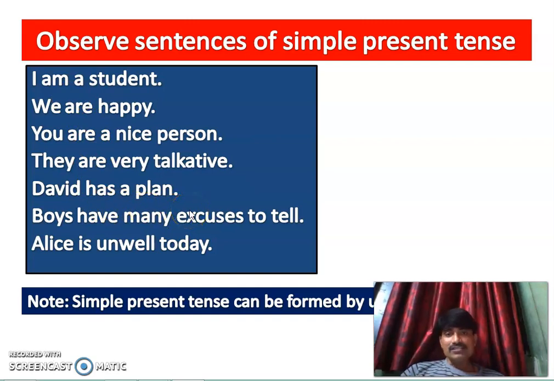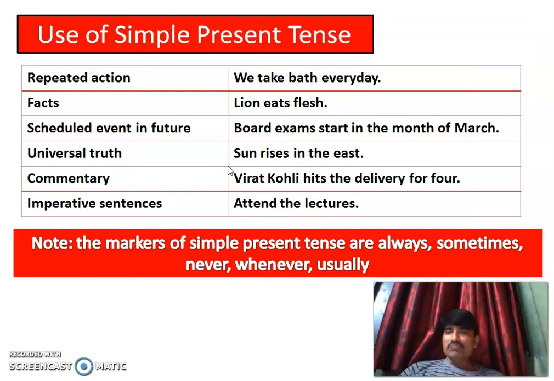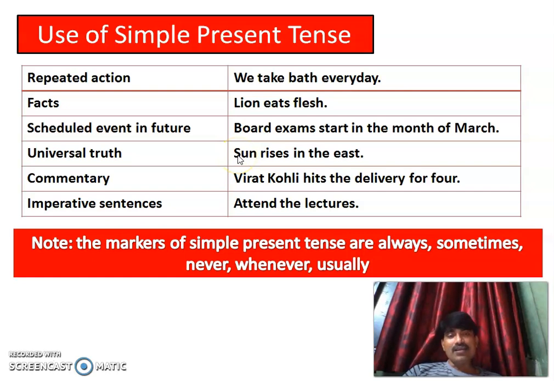Besides this, let us see where exactly simple present tense is used. In order to discuss repeated actions, facts, scheduled events in the future, universal truths, commentary, and imperative sentences, simple present tense is used. Nobody will ask you where simple present tense is used, but actually you have to use it. As I said, in day-to-day language most of the time simple present tense is used, and that's why you need to be well versed with it.